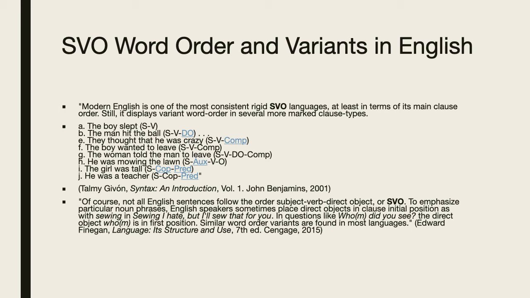Then the next is, he was mowing the lawn. Subject, auxiliary, verb, object. The next is, the girl was tall. Subject, copula, predicate. He was a teacher. Subject, copula, predicate.